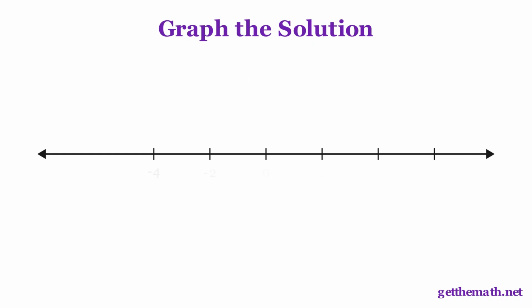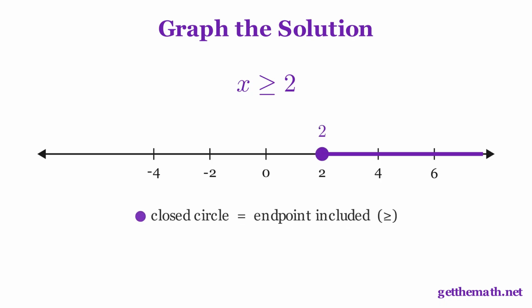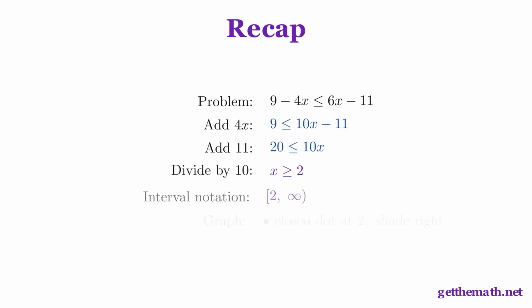Now let's graph the solution on a number line. Since x is greater than or equal to 2, we place a closed circle at 2, because 2 is included. Then we shade everything to the right, toward positive infinity. The solution is x is greater than or equal to 2. Interval notation, bracket 2, infinity parenthesis.